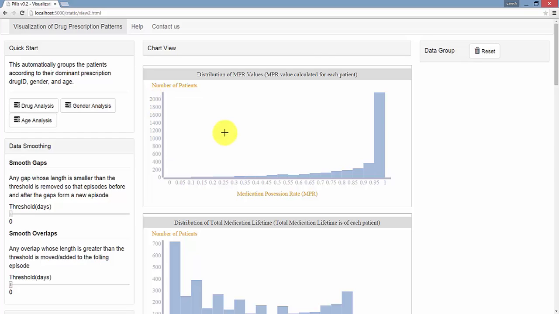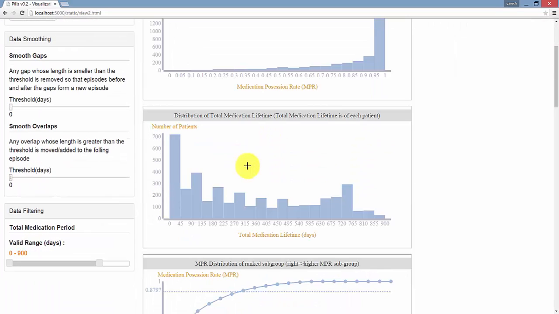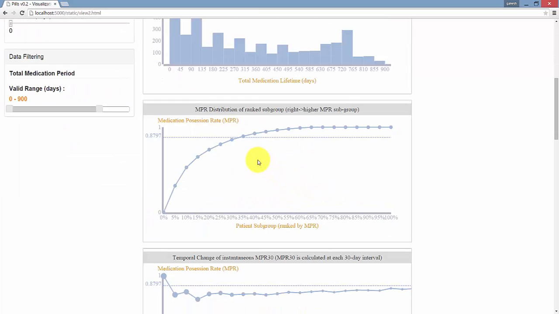The first graph shows medication possession rate, that is MPR, versus number of patients. MPR is the ratio of the number of days the drug is available to the patient to the total medication period. And the second graph shows the number of patients versus total medication lifetime. And this graph shows the medication possession rate versus subgroup of patients. It's a normalized rank of their MPR values.